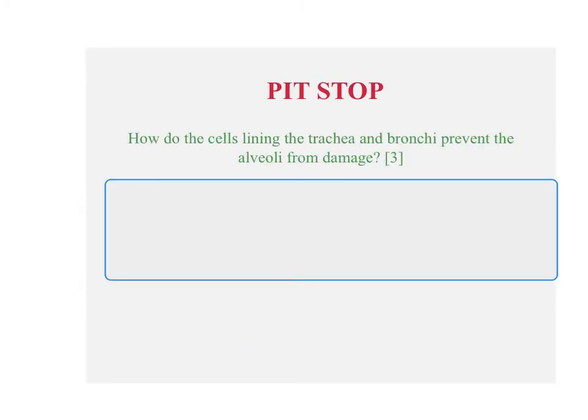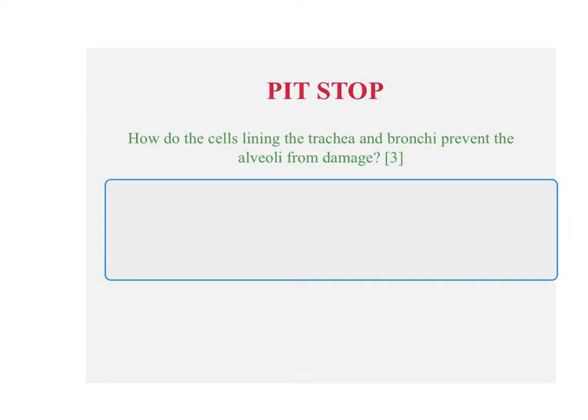So I've done a lot of talking. It's now time for you guys to do some stuff. How do the cells lining the trachea and the bronchi prevent the alveoli from damage? It's 3 marks. You're talking about the cells specifically and how they prevent damage. So pause for about 4 minutes or so. Maybe set yourself a little timer and then play again when you're ready to go through the answers.